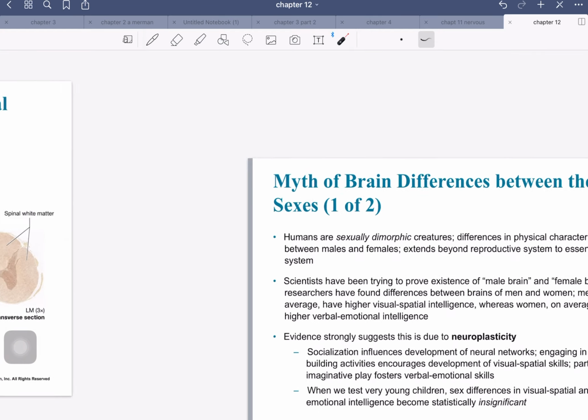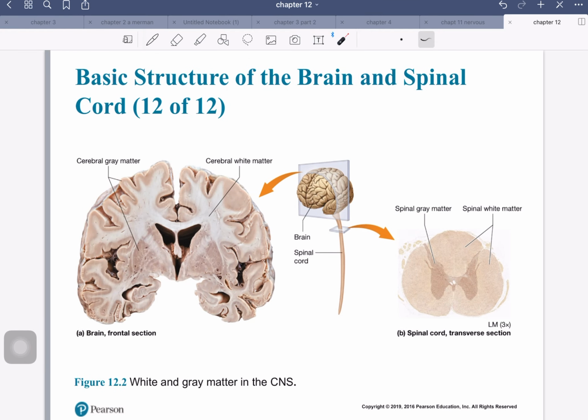Okay, so that is a quick overview of the brain, and we'll leave it there, and we'll come back and pick up the next subjects in the next video.